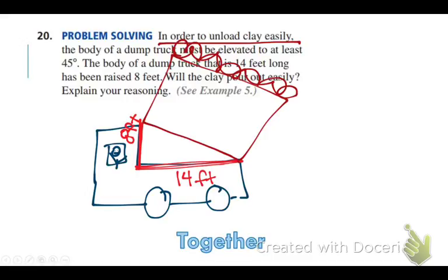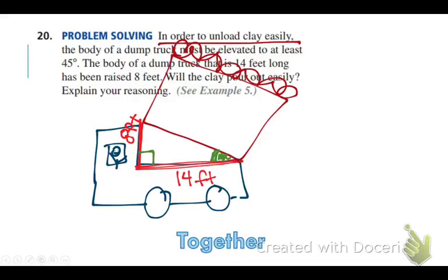So where is the right angle in the picture that I have drawn? Right there, between the bed and the cab, that's the right angle. Which angle of the two that's left looks like the angle of elevation? Down and to the right. So we're looking for this angle. It needs to be at least 45 degrees in order for the clay to come out easily.